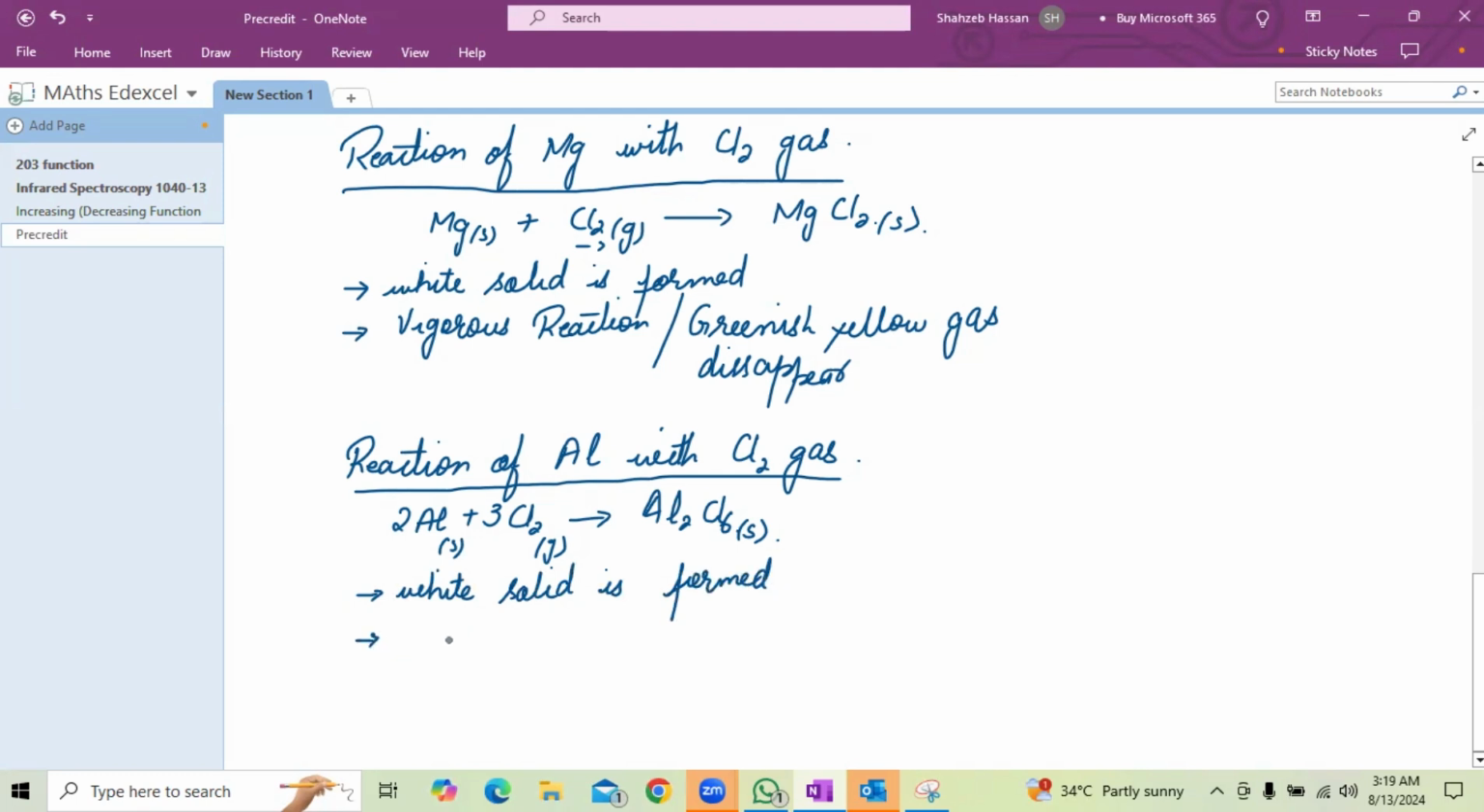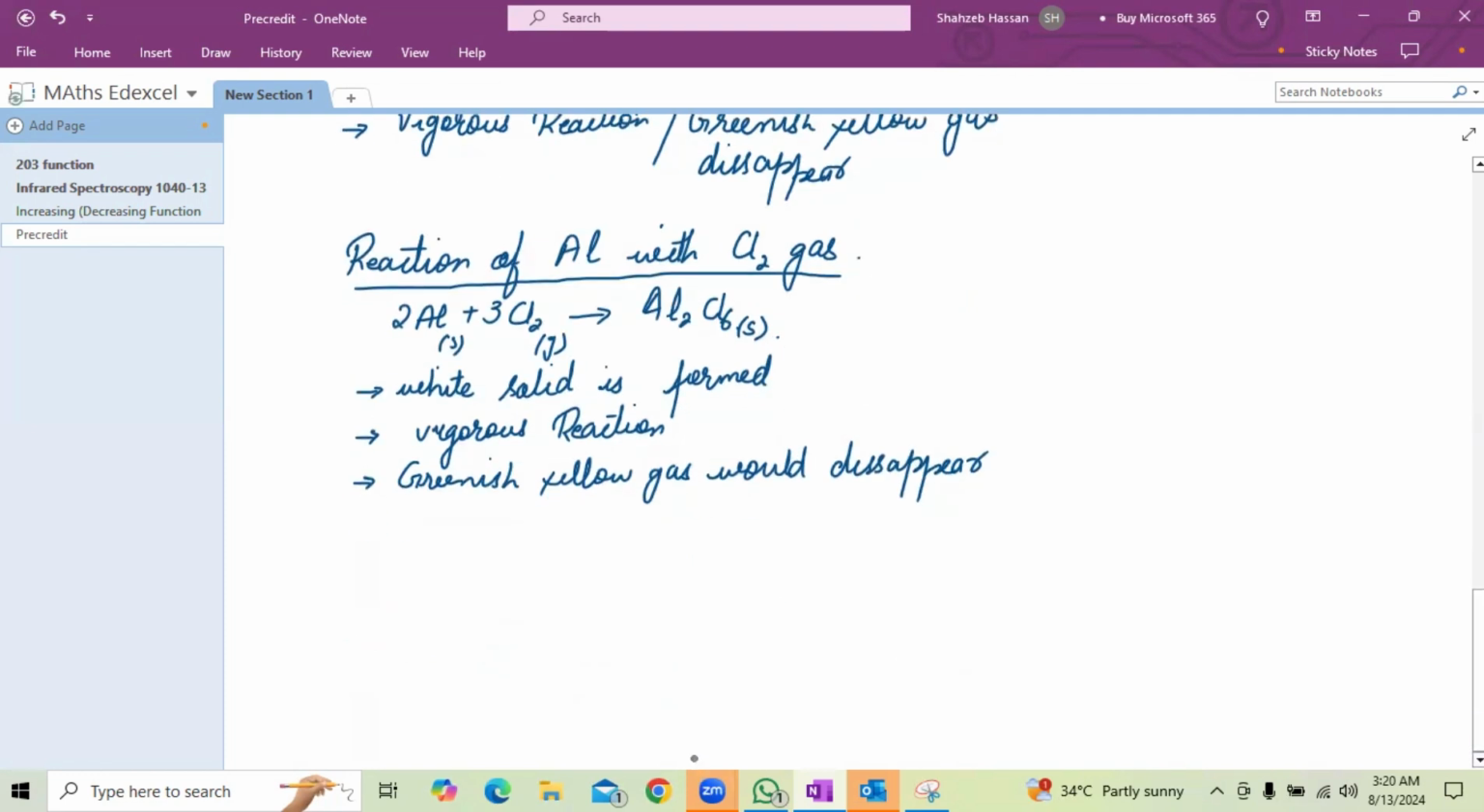and then the reaction would be quite vigorous. So a vigorous reaction has taken place. And what is going to happen? The greenish yellow gas would disappear.